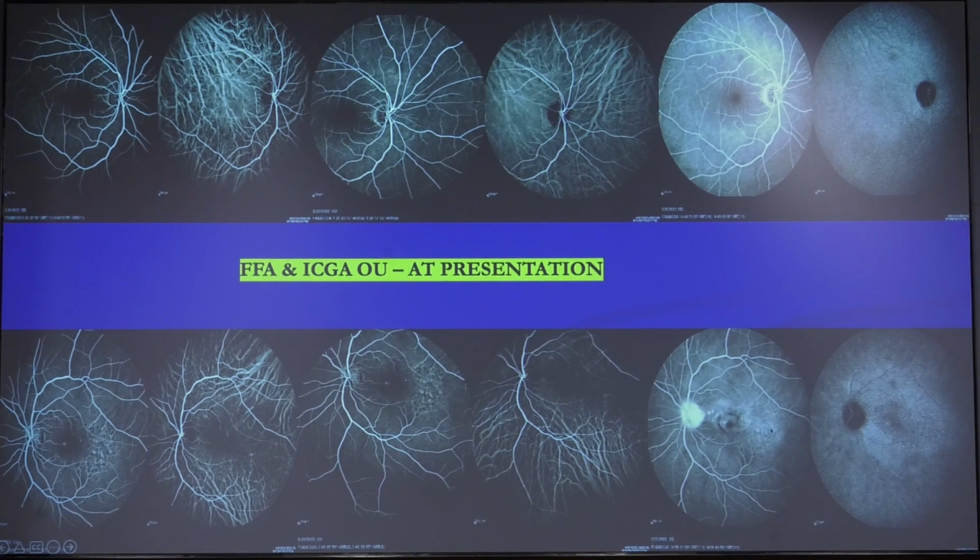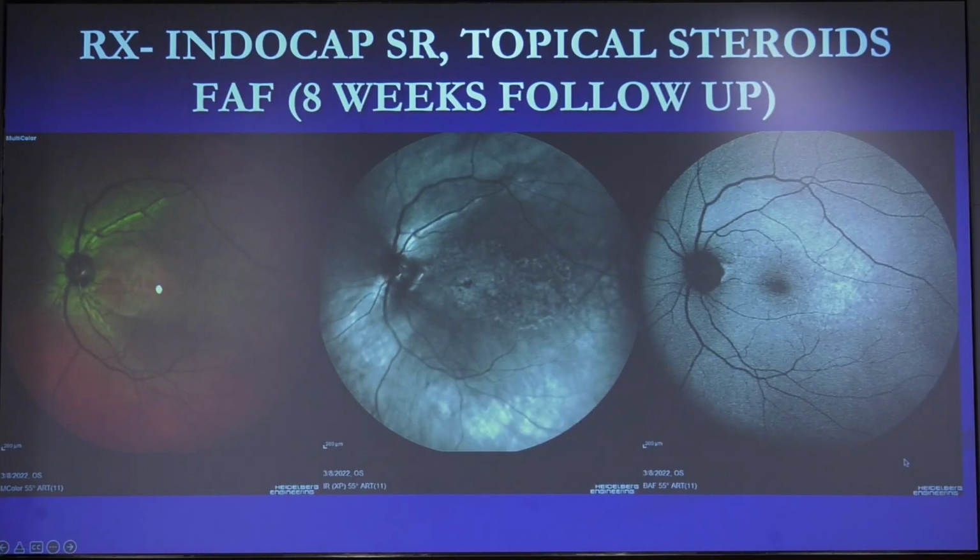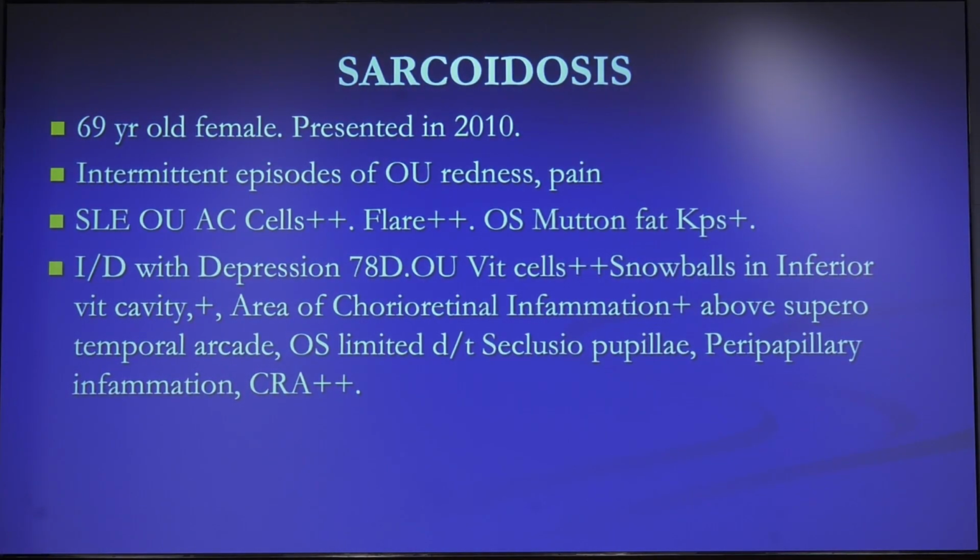And these are the FFA and ICG at presentation. You can see a little bit of hyperfluorescence in the late phases in the left eye, and also hypofluorescence on ICG. Patient was treated with topical steroids and Indocap SR, and at 8 months follow-up, it flattened out, and the area resolved.